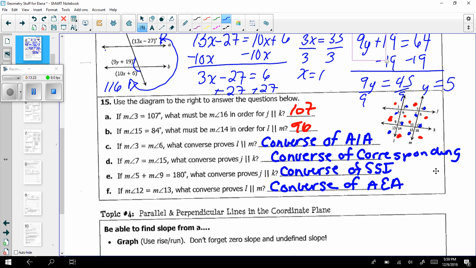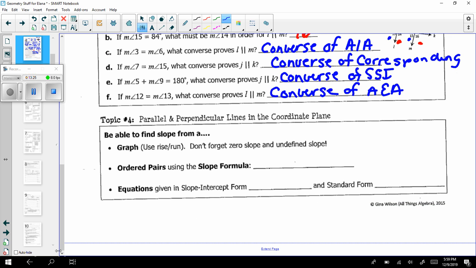All right. So now we're going to go into a little bit more about slope. We can use slope-intercept form, we can use rise over run, and we can use the slope formula. So remember, if you have a horizontal line, your slope is 0, and if you have a vertical line, your slope is undefined. All right?